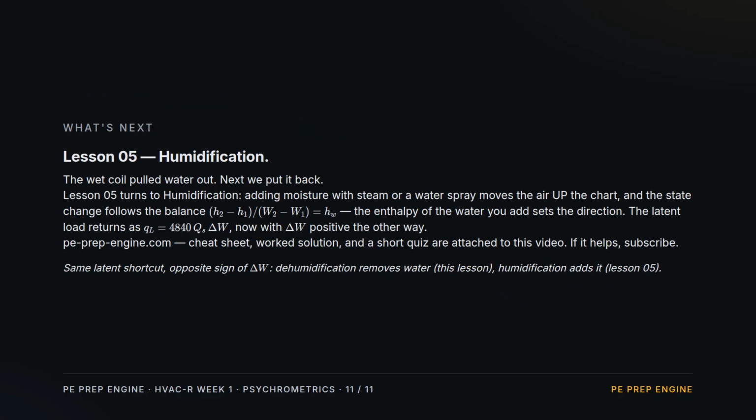Next up, Lesson 5, Humidification. The wet coil pulled water out. Now we put it back with steam or a spray, moving the air up the chart. The added water's enthalpy sets the direction, and the same latent shortcut returns with the humidity change, flipped positive.